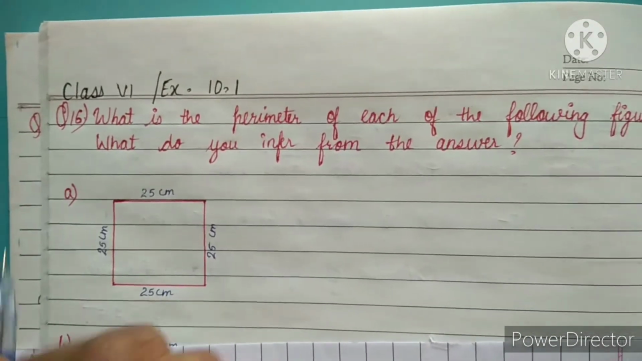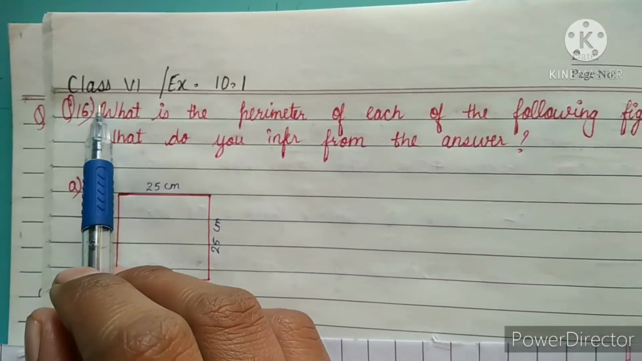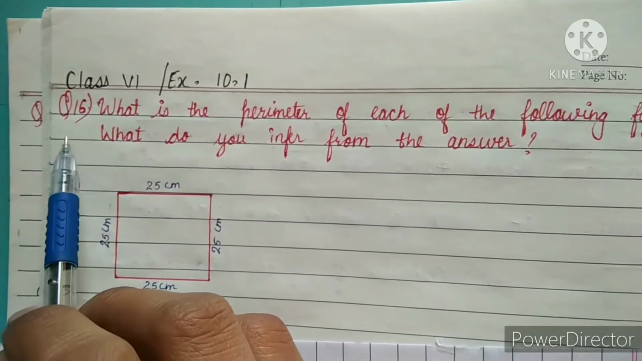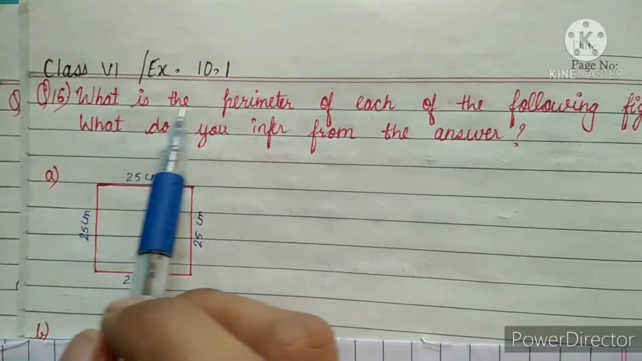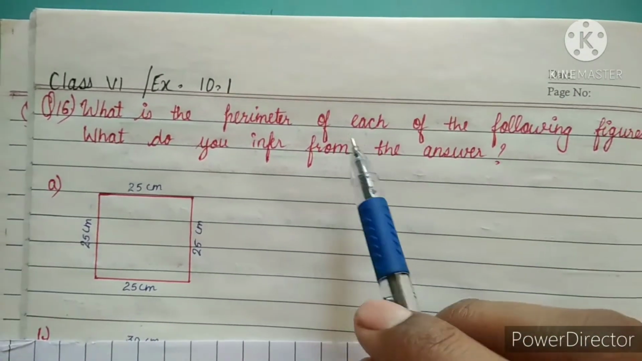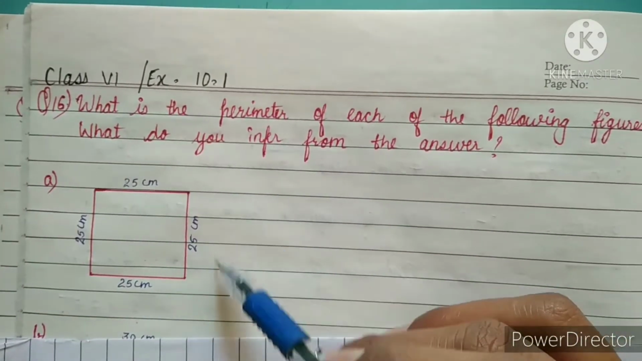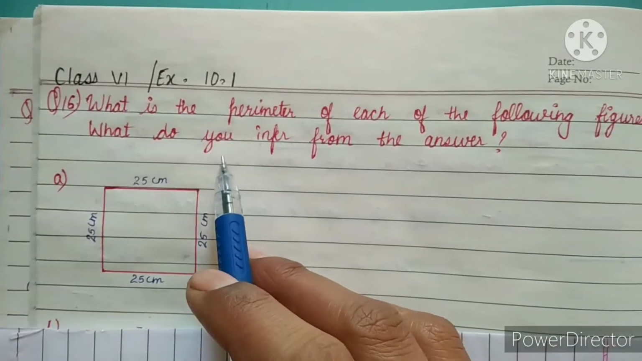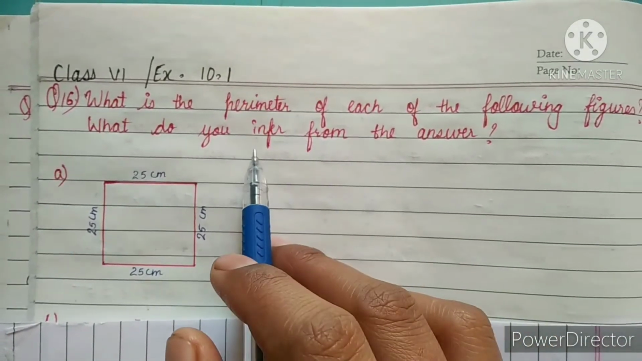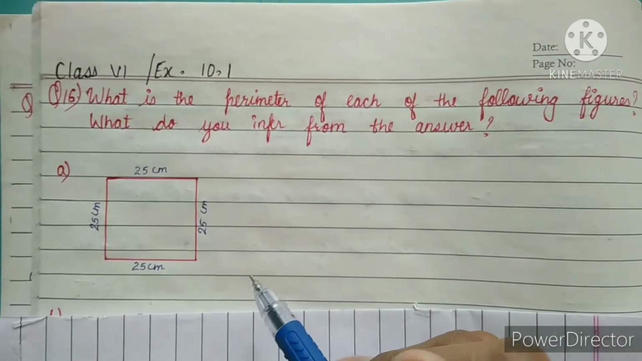In this video we will see question number 16 and 17 of class 6, exercise 10.1. Question number 16 is, what is the perimeter of each of the following figures? So we have to find the perimeters of the given figures. What do you infer from the answer? What do you notice after getting the answer of all?